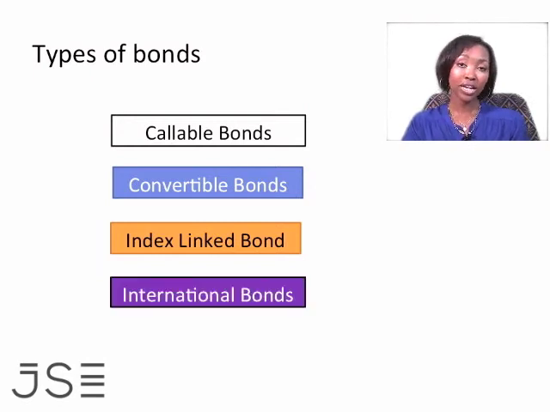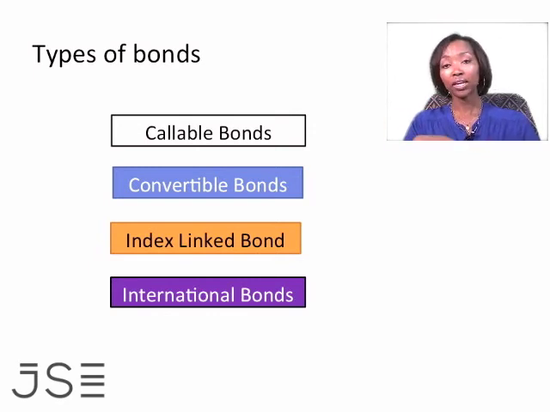And then also international bonds. We talked about it very briefly, but that's basically where a bond issuer in South Africa could open themselves up to raise cash offshore by issuing bonds in foreign markets denominated in foreign currencies. So a local company issuing a bond in, say, Europe, denominated either in euros or in dollars.